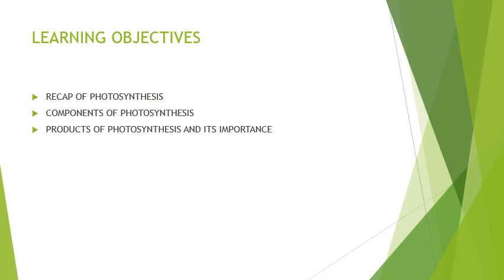First, we will have a short recap of what we learned yesterday. It means we'll discuss some things about photosynthesis which we have seen. Then we'll learn about the components of photosynthesis, the factors which affect the process of photosynthesis, the products of photosynthesis, and the importance of photosynthesis for all the organisms present on Earth.